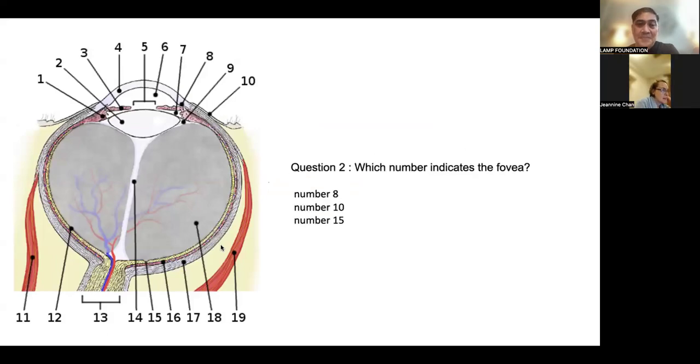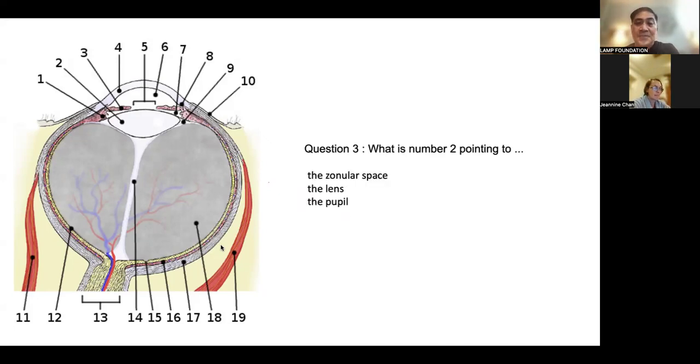Number 3 indicates? The iris. Which number indicates the fovea? 15. What does the fovea do? This is the seat of the best acuity, central vision. The old name for that during my time is fovea centralis. So it is the center, and it gives you the clearest vision. What is number 2 pointing to?